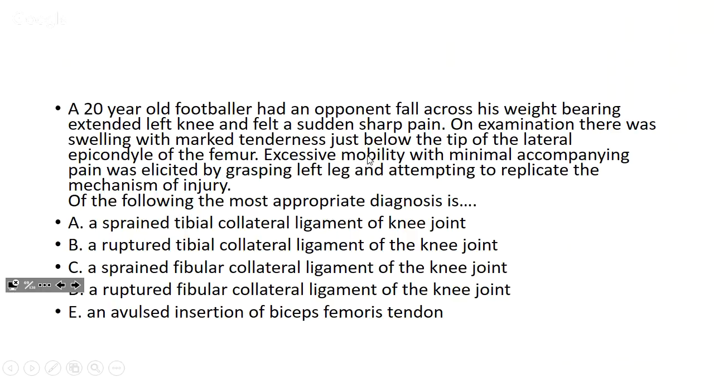So now there's excessive mobility with minimal accompanying pain. So what does that indicate regarding the ligament? So it's totally ruptured, right? Because if it's sprained, there will be limited movement, but there'll be lots of pain.